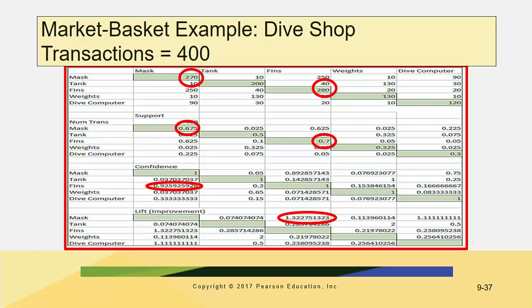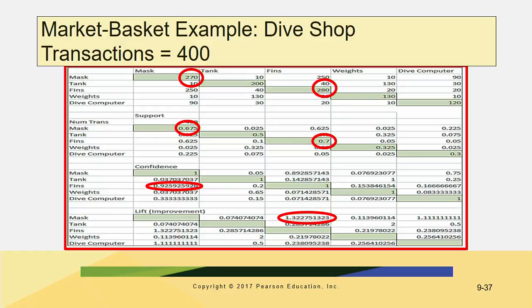We look at those transactions, and of those 400 transactions, 270 included a mask, 200 included a tank, 280 included fins, 130 included weights, and 120 included a dive computer, right? If you notice, if I add all those up, they add up to over 400 items. I had 400 transactions, but if I add those up, that's basically 1,000, right? So I sold 1,000 items in 400 transactions, 400 sales, yes?